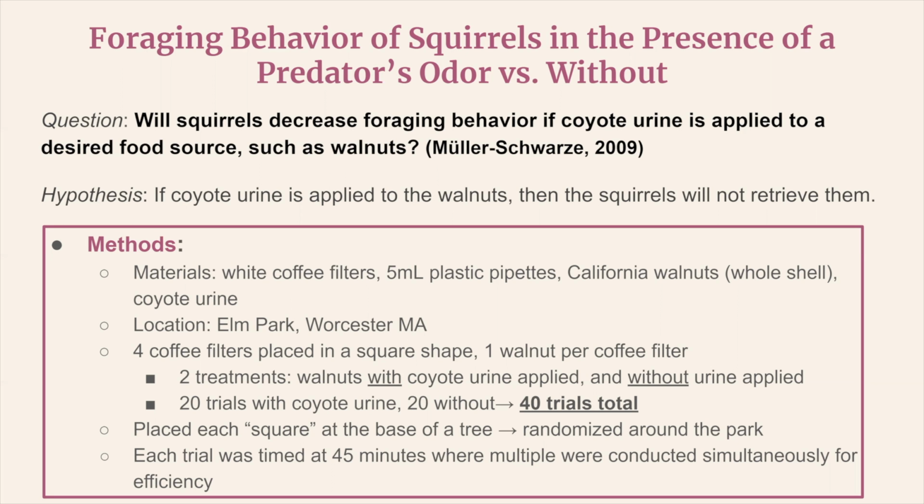For setup, 4 coffee filters were placed in a square shape with 1 walnut per coffee filter. There were 2 treatments total, walnuts with the urine applied and walnuts without. 20 trials were done for each treatment with a grand total of 40. Each square, as I like to call it, was placed at the base of a tree, and the trials themselves were randomized around the park. This meant that squirrels wouldn't necessarily associate a certain treatment with a certain area or tree, and that would skew the data as I had predicted.